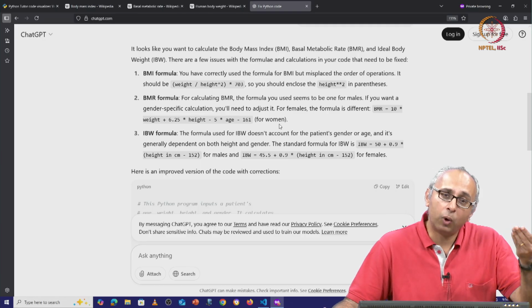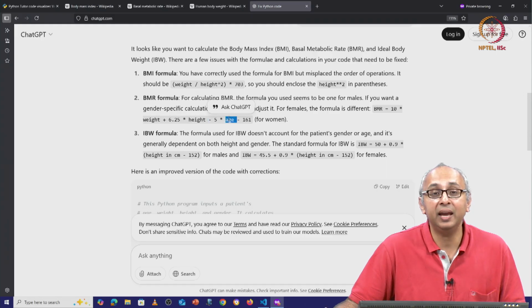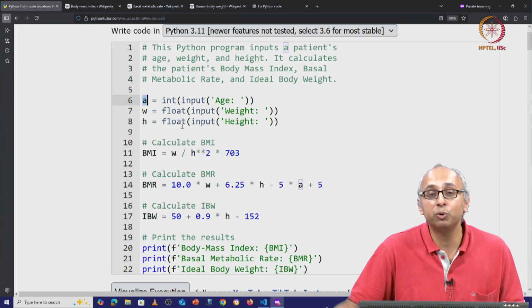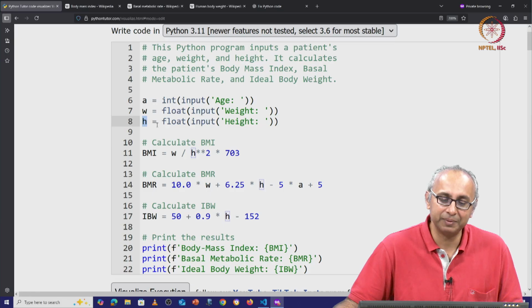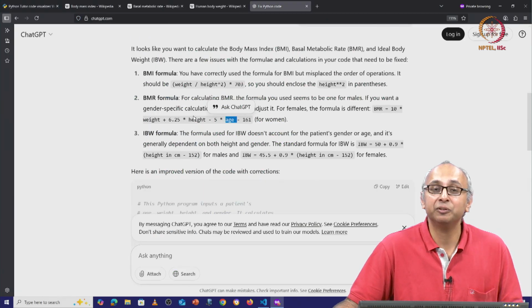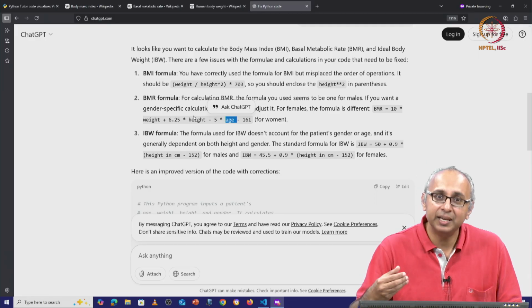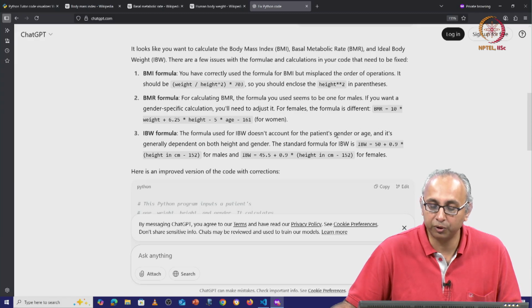Notice also that while ChatGPT is explaining these things, it is using variable names like weight and height and age, which are different to the variable names that we used. In this code, the variable names were rather poor: A for age, W for weight, and H for height. Now, of course, you could argue, as we did earlier, that I know what A means and I know what W means. But surely we can all agree that these are better variable names. So not only is ChatGPT trying to fix logical errors in our code, you can see that it is also suggesting better code style. And this is a useful way in which beginners like us can use generative AI to improve our programming skills. Continuing with this formula, it says the formula doesn't account for the patient's gender or age.